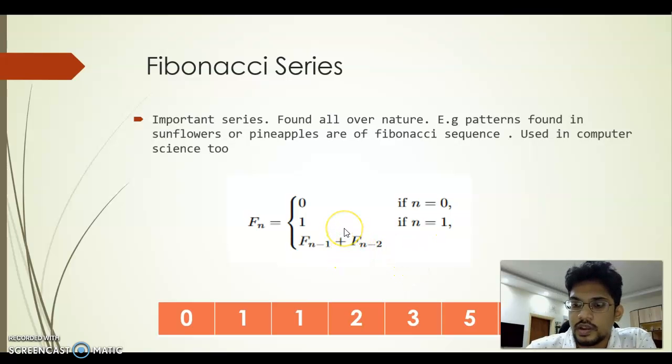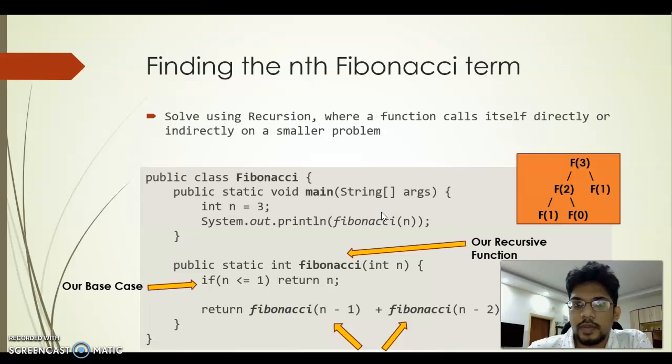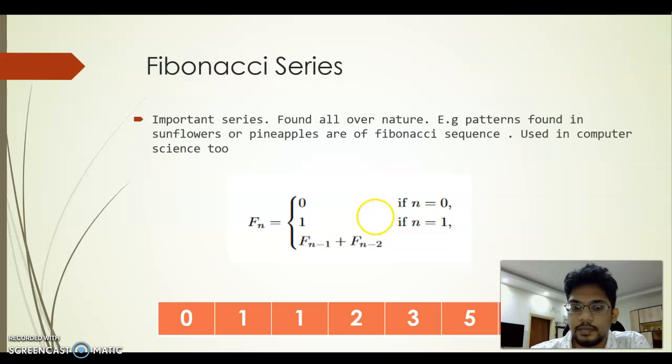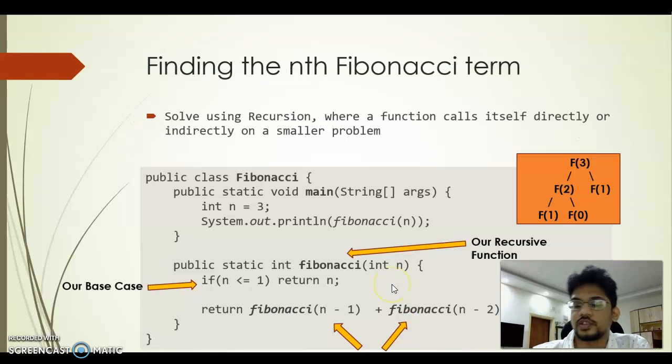So, what is the problem that we have here? The problem is finding the nth Fibonacci term. So, given a number n, what is the term? For example, here if we see what is the third term, 0, 1, 2, 3. The third term is 2. So, that's what we are supposed to find. Given n, we are supposed to find the nth term.